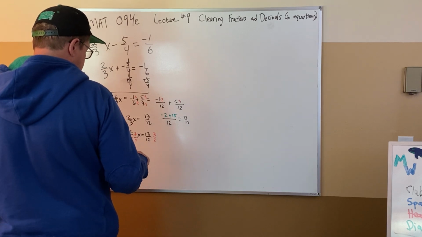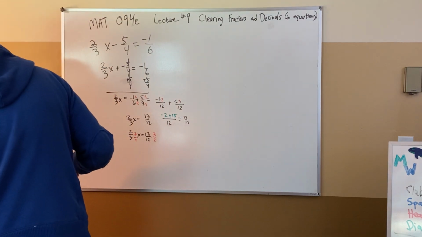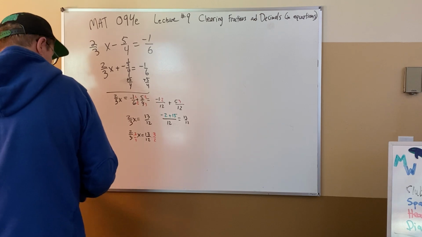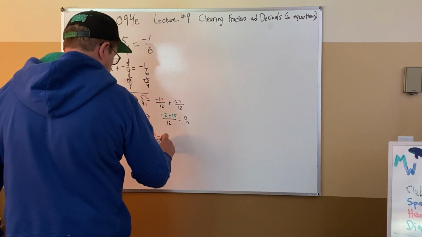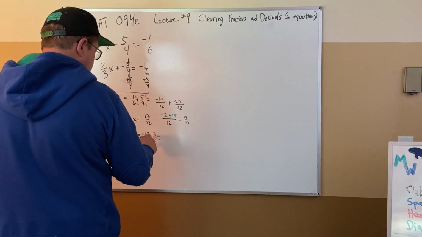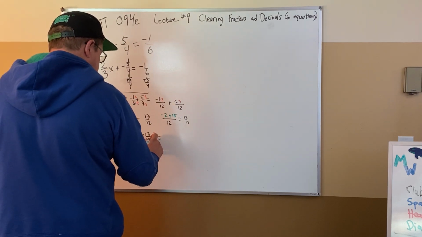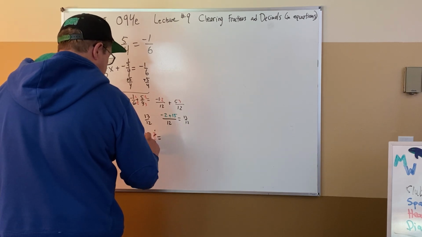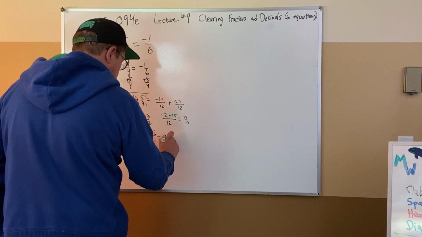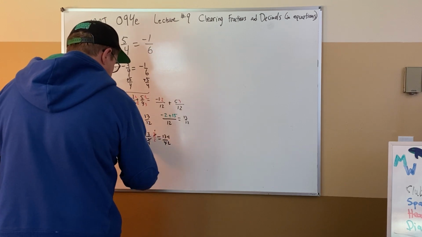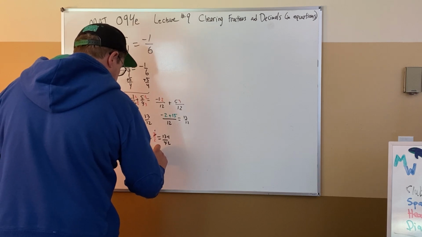So now, when I go through this, let's see. I'm going to come out of here with 3 times 13. Oh, let's do some canceling here. 13 over 12, no reduction. 3 and 12 each divide by 3. 12 divided by 3 is 4. 3 divided by 3 is 1. We get 13 times 1 over 4 times 2. And therefore x is equal to 13 over 8.